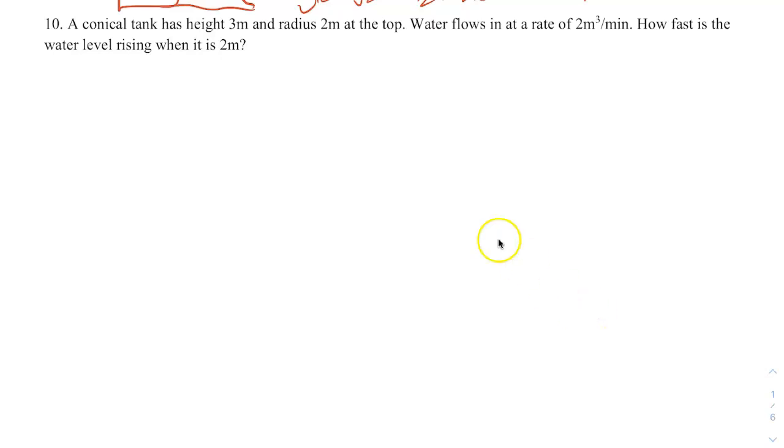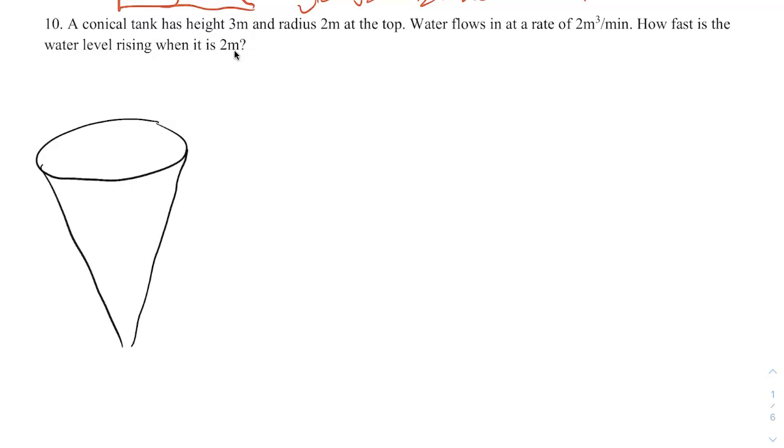Next one. A conical tank has a height of 3 meters and a radius of 2 meters at the top. Water flows in at a rate of 2 meters cubed per minute. How fast is the water level rising when it is 2 meters? So let's draw our tank here. It's a cone.